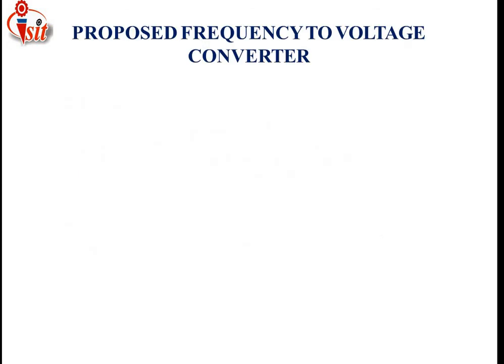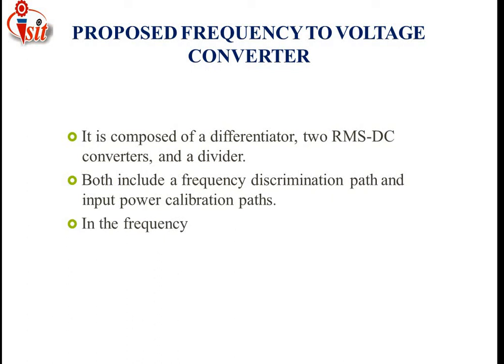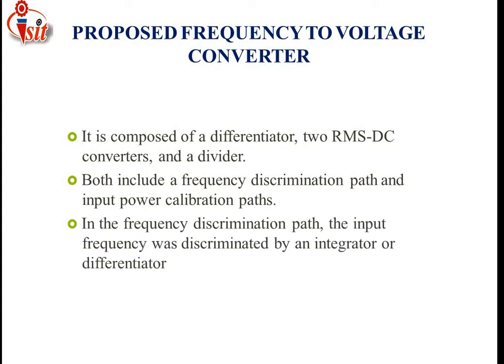Along with this, the proposed frequency to voltage converter is composed of a differentiator, an integrator, two RMS DC, root mean square to direct current, converters, and a divider. It includes a frequency discrimination path and an input power collaboration path. That means the path related to the frequency to voltage relation is the frequency discrimination path as well as the power collaboration path. By using these two paths, we take two RMS DC converters and the divider, and we convert the frequency into voltage.